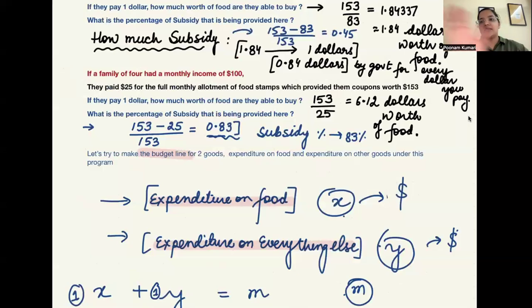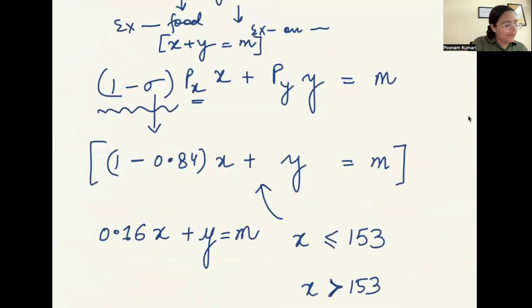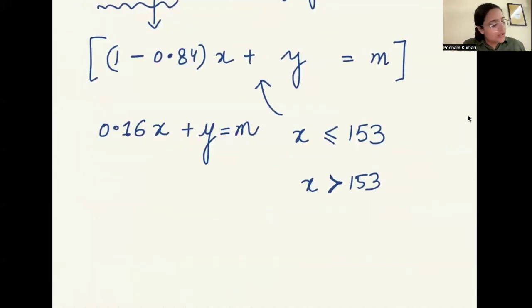This is what the situation is right now. So what will happen here? Beyond this, x plus y, this is the rate. Expenditure on this will be x minus 153, right? Anything that you buy beyond 153.